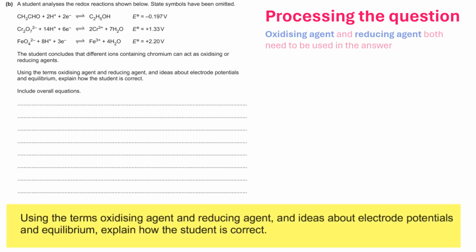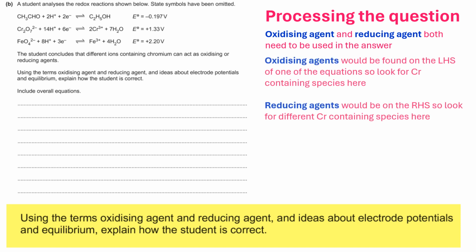Firstly, you need to make sure that the words oxidizing agent and reducing agent are correctly used in the answer somewhere. Secondly, oxidizing agent will be found on the left-hand side of one of the equations, and reducing agent will be found on the right-hand side. So you look for chromium-containing species that are on the right and the left, for example, like there. So we're clearly going to be using the middle equation, but when it's acting as an oxidizing agent, it's going to proceed from left to right. When it's acting as a reducing agent, it's going to proceed from right to left.